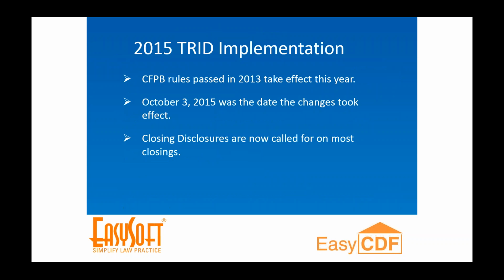This has moved us from the 3-page RESPA compliant HUD format to a 5-page closing disclosure format. The CFPB has used this time to make a simplified format that, while longer on paper, will hopefully be simpler for the consumer to understand. This document, called the closing disclosure, is now called for on almost all closings.